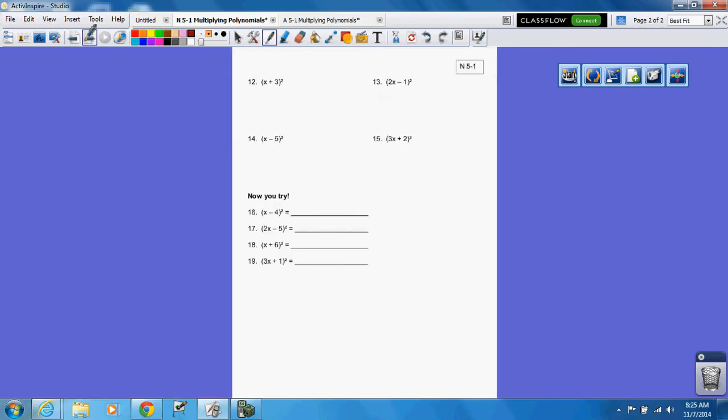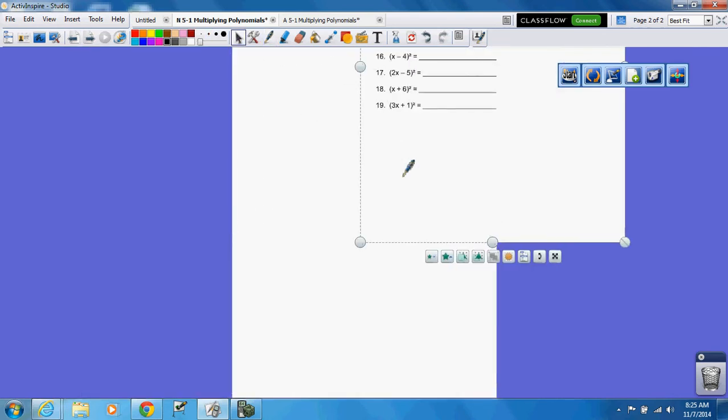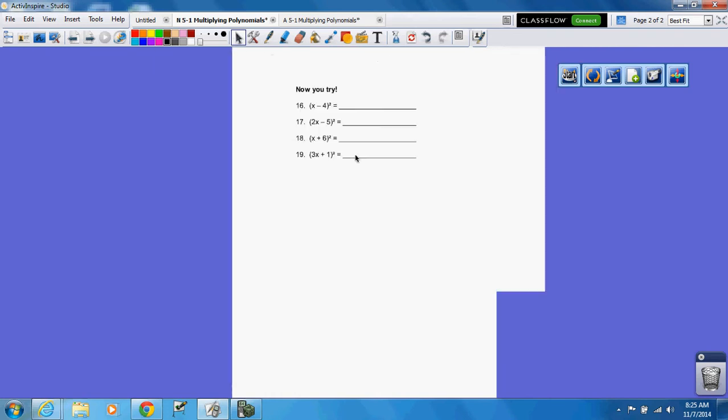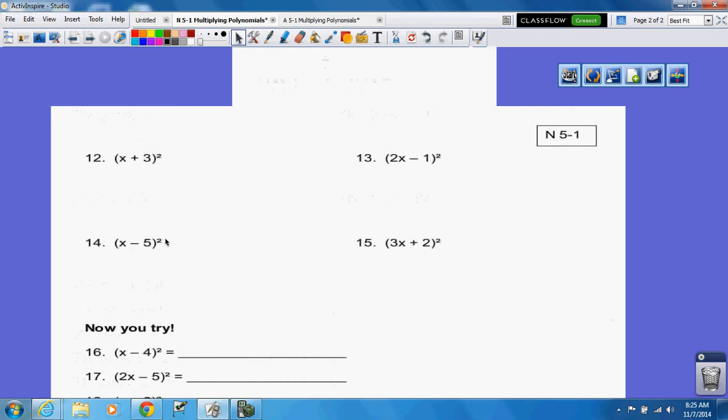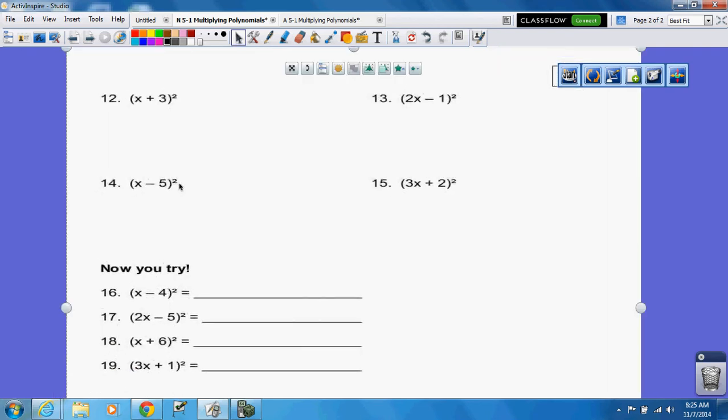So on my next page here, I see that they wrote them a little bit different, but I really want to make sure you understand exactly what it means when they write it that way. So on that first one, I got x plus 3 squared. Remember, that means I'm going to stamp it twice. So that means I really have x plus 3 times x plus 3. Now that I wrote it that way, don't you know what to do with it?